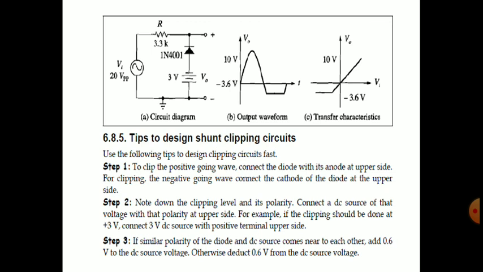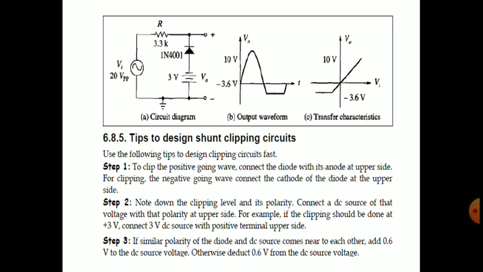Just compare the waveforms. Here in the above we also have one circuit diagram. See, it is a negative clipping circuit with some V reference. Ignore the V reference voltage. Just see, it is negative clipping. In the negative clipping, read step 1: for clipping the negative going wave, connect the cathode of the diode.